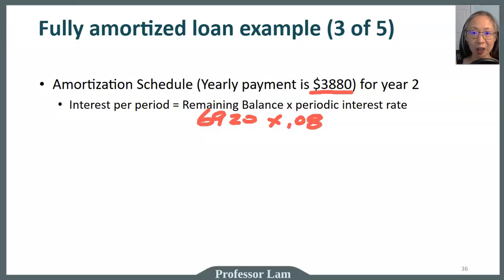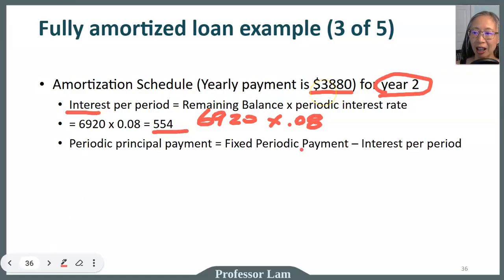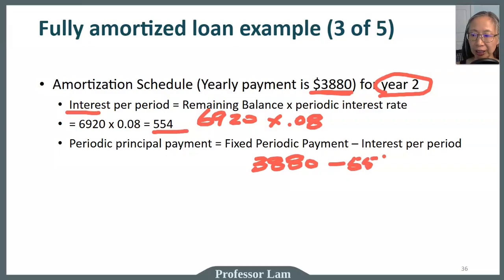I encourage you to pause the video and use your calculator to figure out what this amount is. Welcome back. Did you get $554? That is the interest amount for year 2. Now that we know the interest amount, we can figure out the principal portion. The payment remains the same. We make $3,880 in payment. And the interest, the bank considered our year 2 interest, is $554.